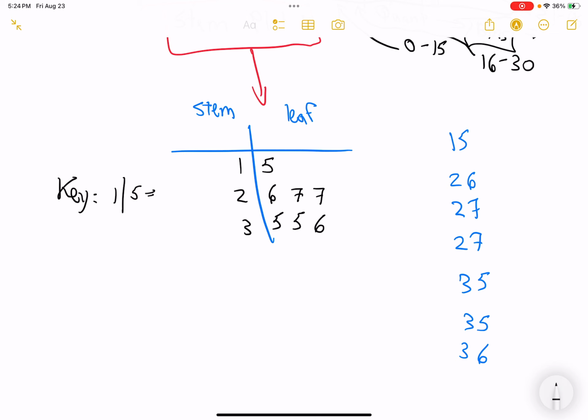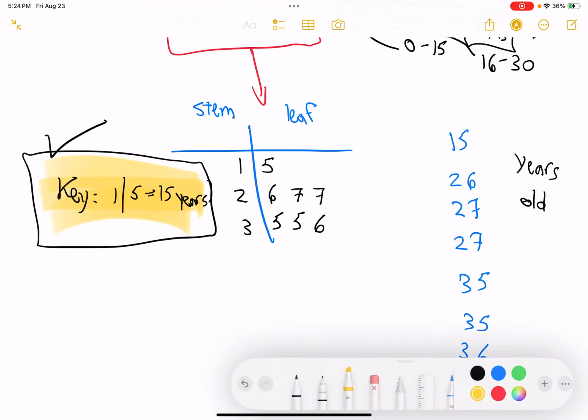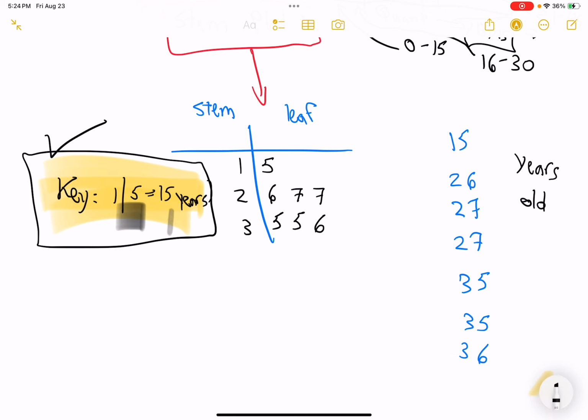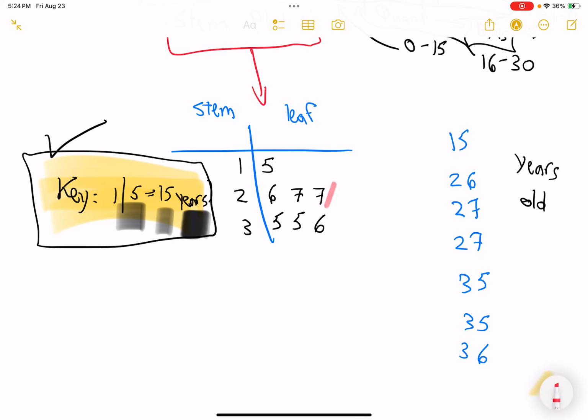Okay. And we would have to put a key here, and we would say key, colon, 1 line 5 equals 15, and let's say these are years old. So 15 years. And that would be our key. You must always, always, always make a key for your stem and leaf plot. Imperative to have a key for the stem and leaf plot. It must look like this, where you denote both what the value means and what it measures, in this case, years.